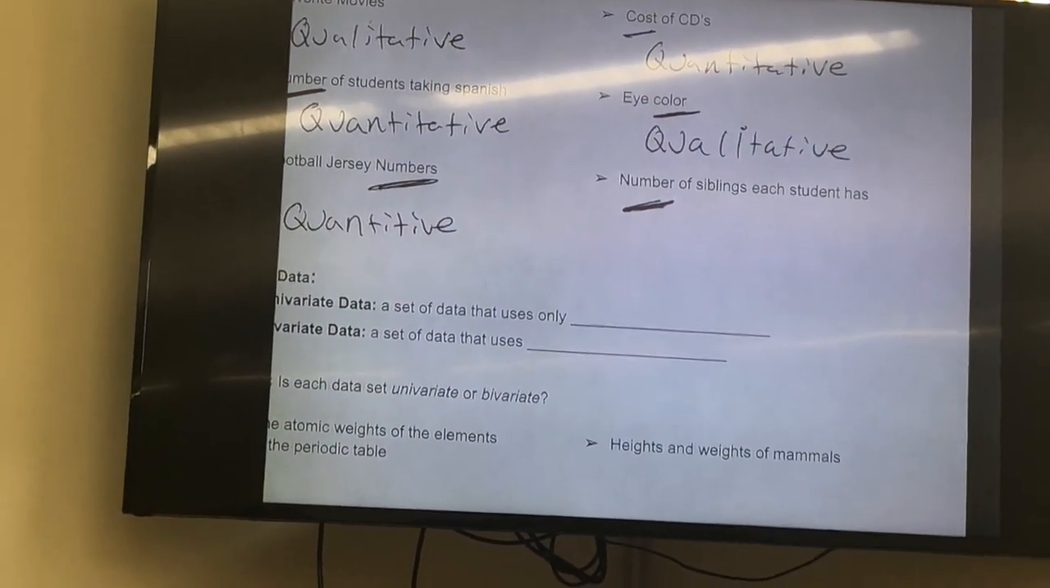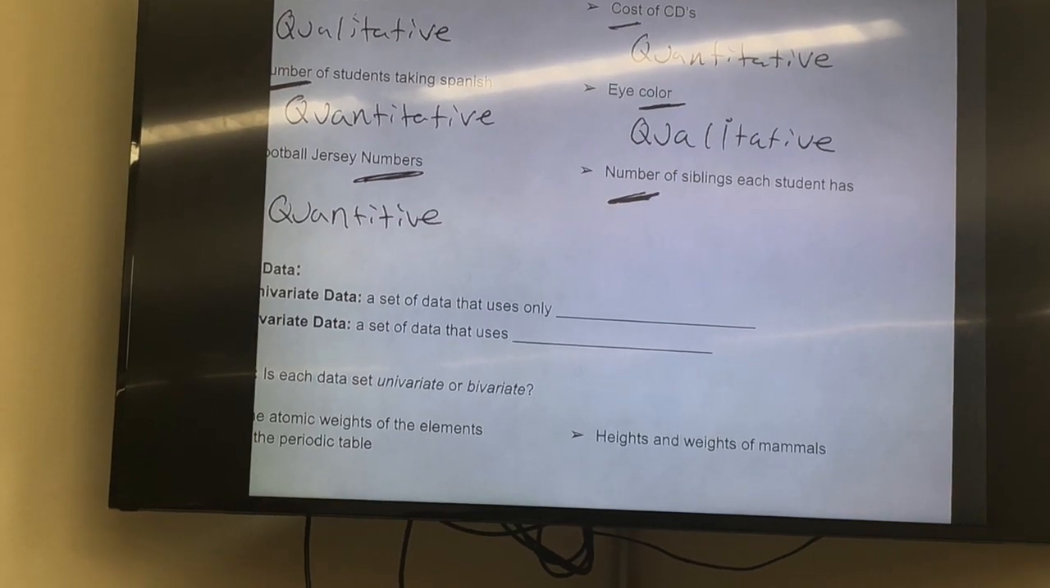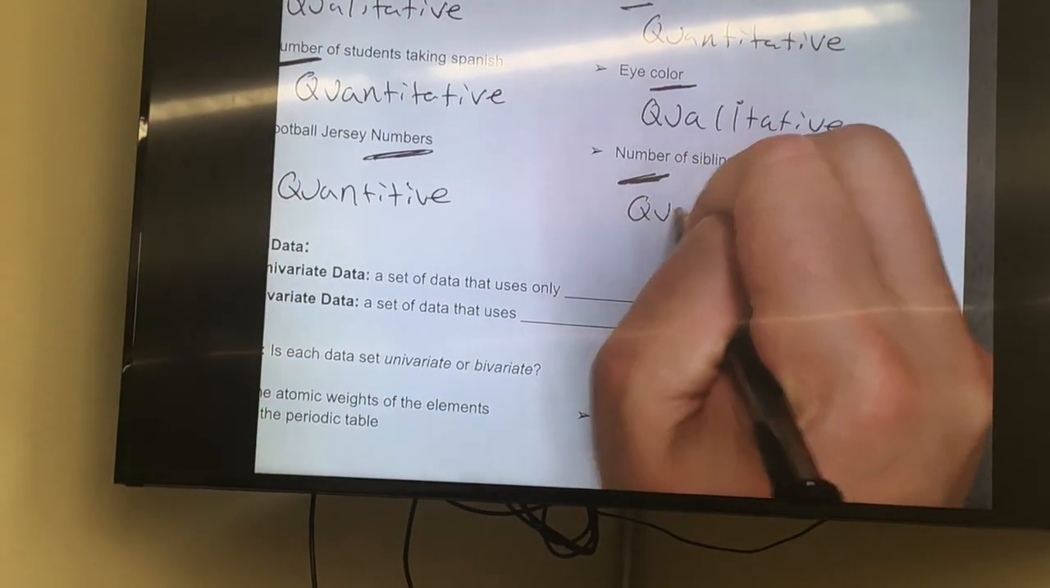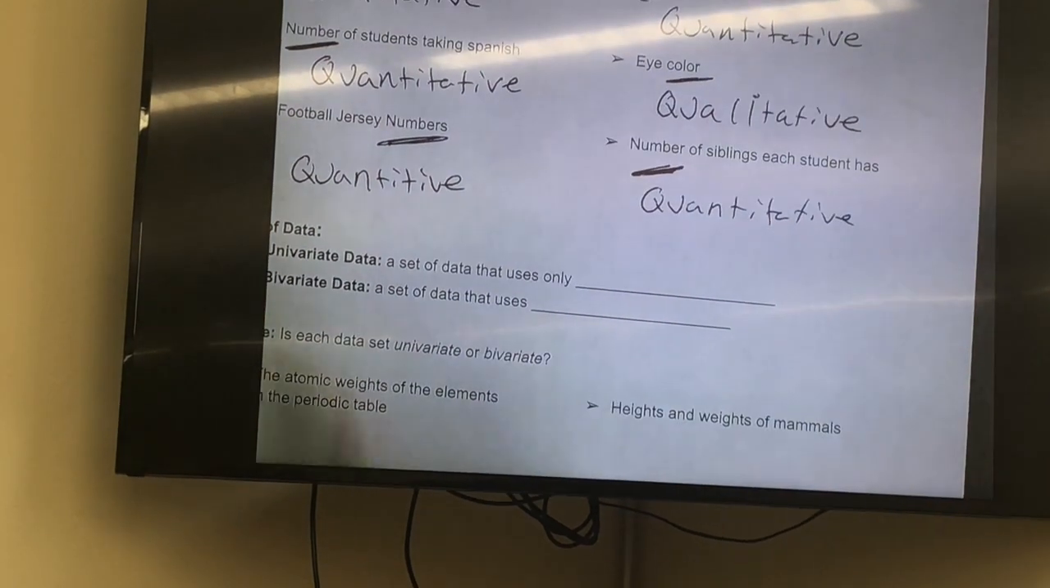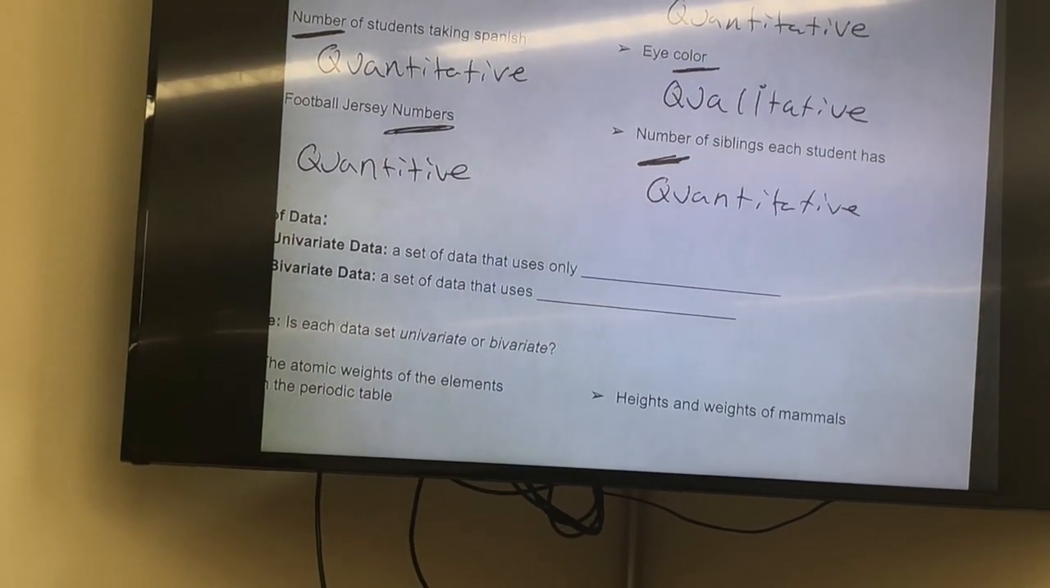I know. And then the number of siblings. So again, number, quantitative. Okay, you're just choosing between those two for this first section.